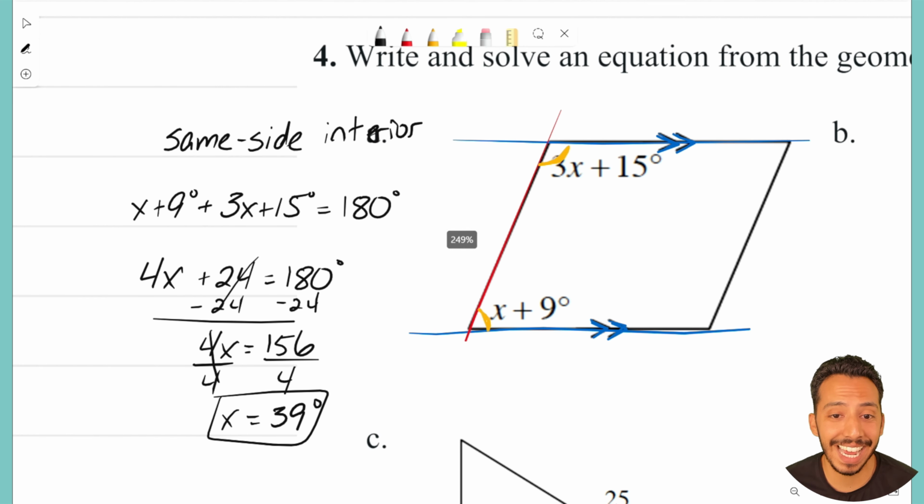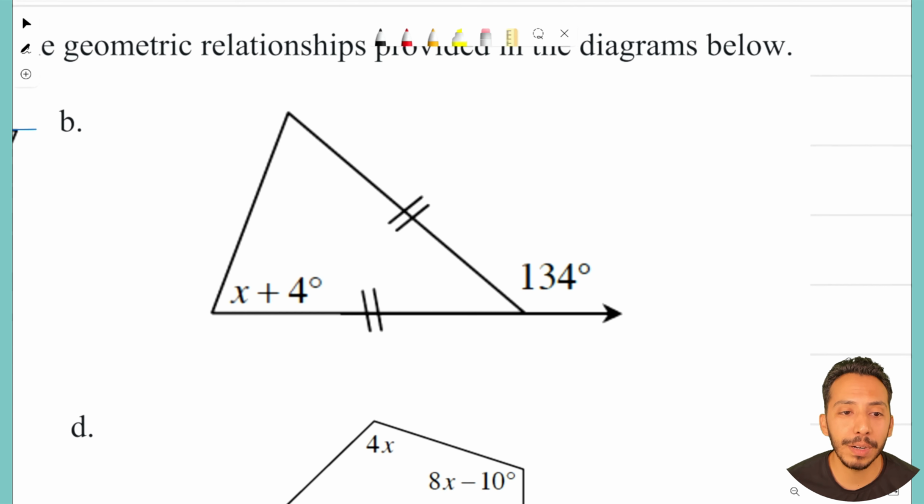Look at that problem right there. Again, nowhere did it say use same side interior angles, but that's what we used. You have to remember that parallel lines with a transversal cutting them are always going to make angle relationships. In this case, it happened to be same side interior angles. Alrighty, let's shift over here now to B.